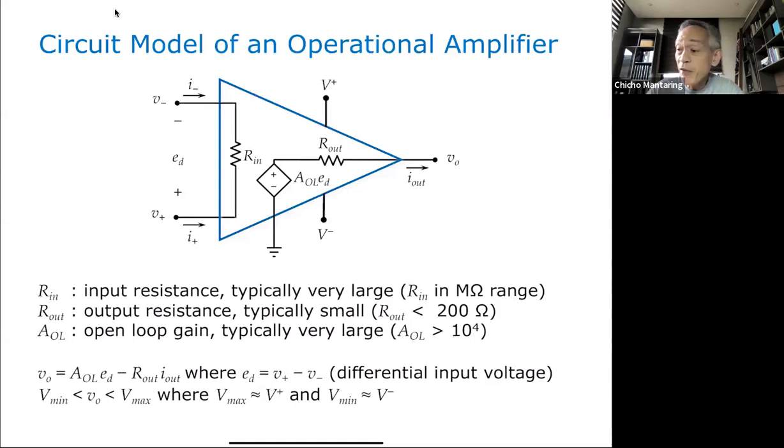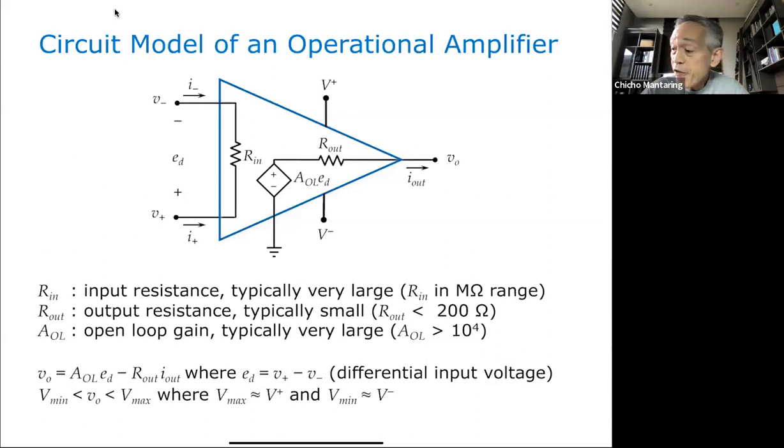So those are the typical values of the parameters of your op-amp model. Again, your input resistance is very large, in the meg-ohms. Your output resistance is small, typically in the hundreds of ohms. And your open loop gain is very large. This is in the 10,000s.